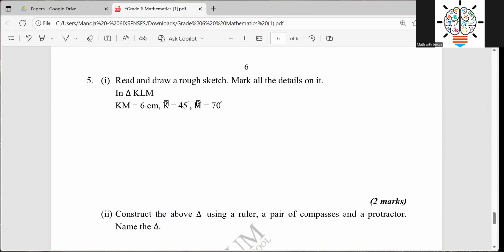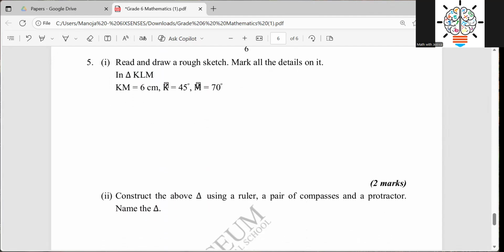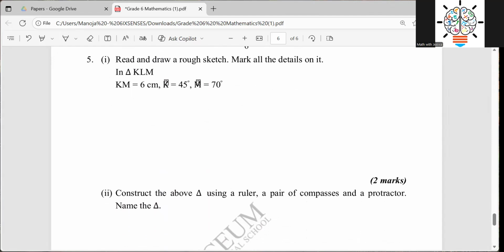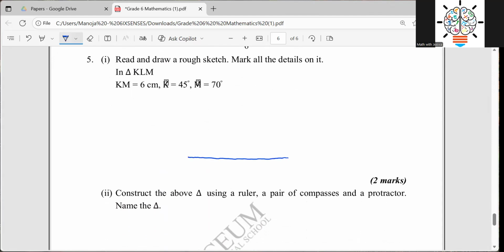The next one, you want to read and draw a rough sketch. When you're drawing the rough sketch, children, you don't need to use the ruler. But if you can use the ruler, that is better, though it is not compulsory, because this is a rough sketch. Here we want to draw a rough sketch of triangle KLM. They have given K and M. Normally, if they have given the length like this, take it as the base length, 6 centimeters. And then the K angle and the M angle they have given.